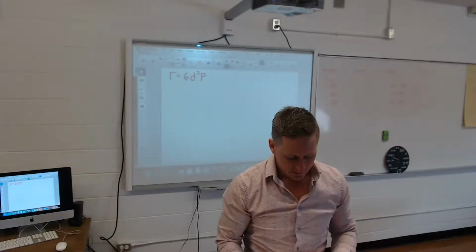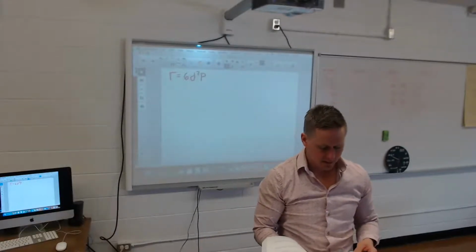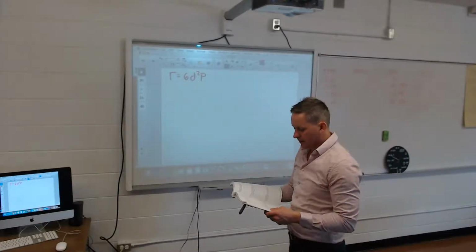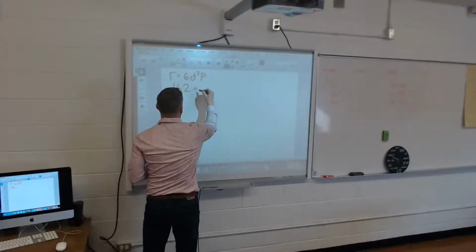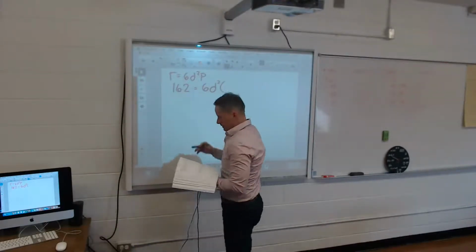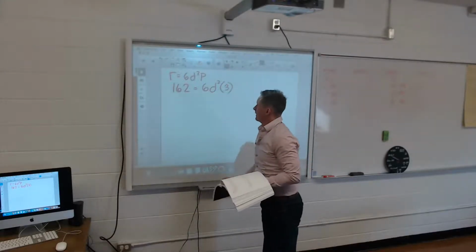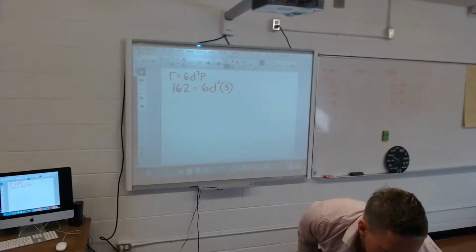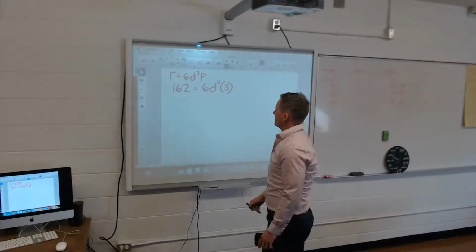All right. So what we need to do then is we need to substitute into this equation. So R is the rate in gallons per minute. So that's 162 gallons. I've got 6D squared times, and the pressure in the nozzle is pounds per square inch. So we've got that 3. Okay.